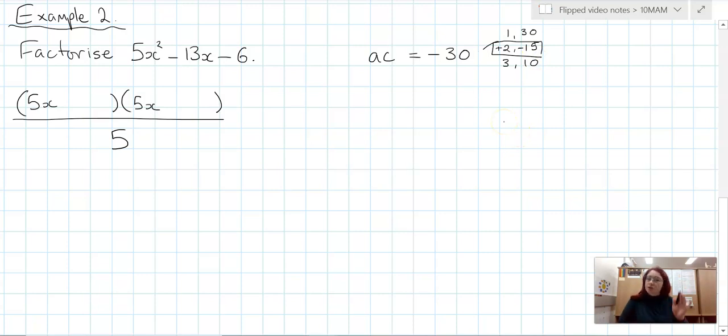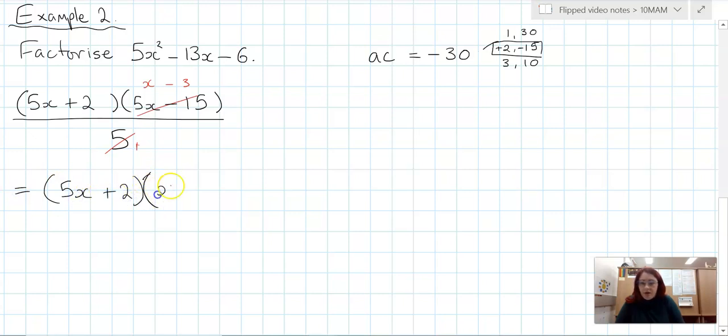If you see the factors early, you don't have to write out the whole list. So we're going to have 5x plus 2 and 5x minus 15. Now, 5x minus 15 and 5 can cancel out. That 5 will become 1. This will become x minus 3. So our factorized expression is now 5x plus 2 and x minus 3. As always, we should check that.